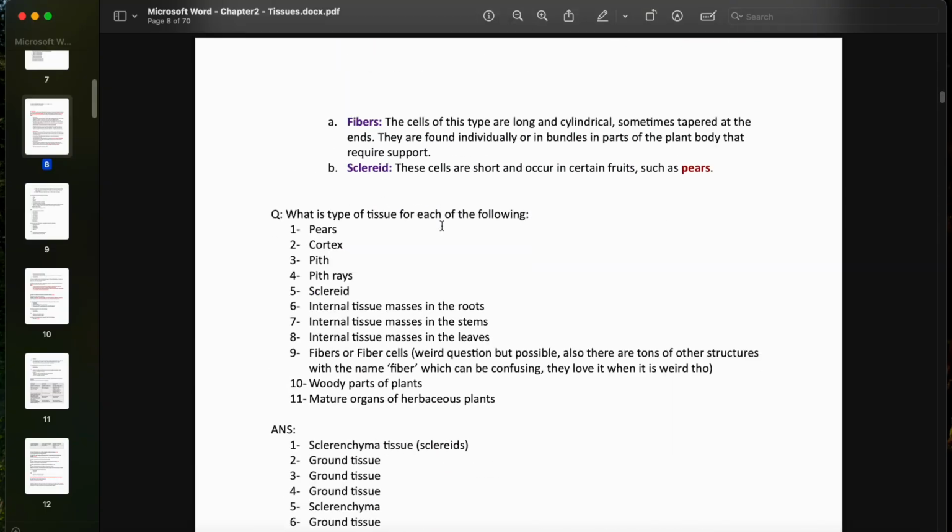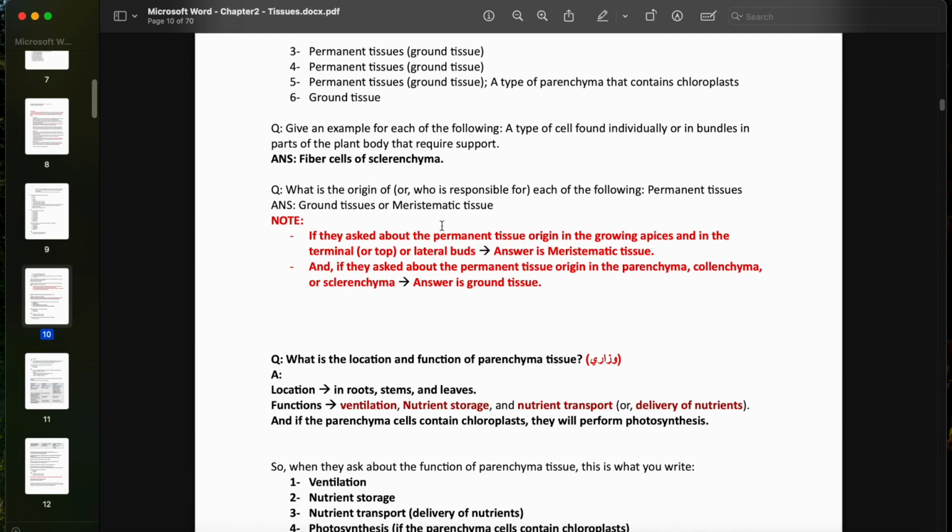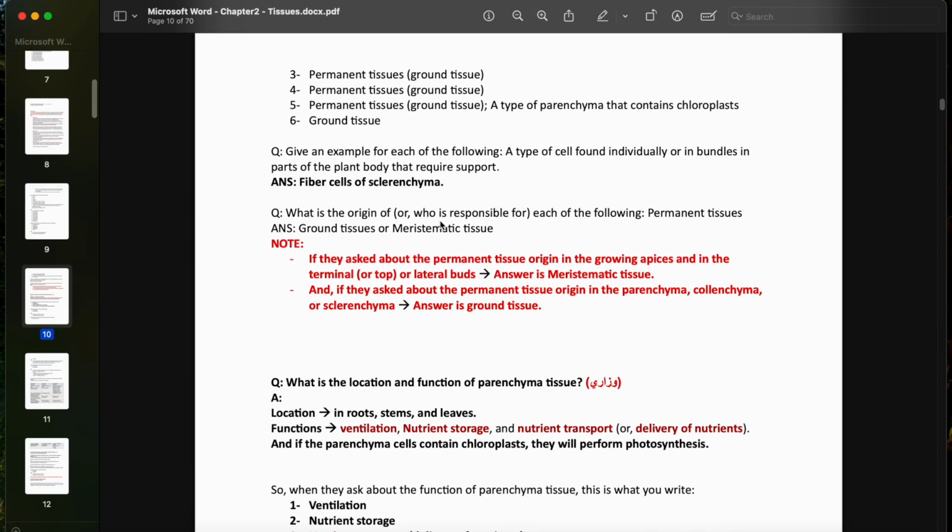I believe that this question, if they tell you what is the origin of the permanent tissues, there should be two correct answers. One is the meristematic tissue, and the second being the ground tissue. But this is also going to depend on how they phrase it. How are they going to phrase the question?